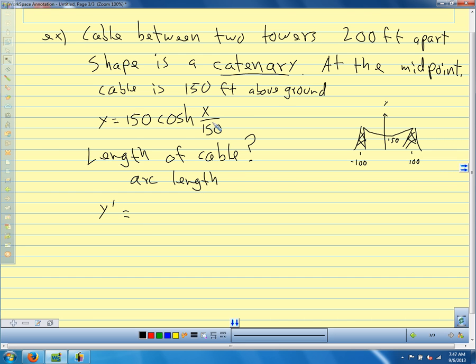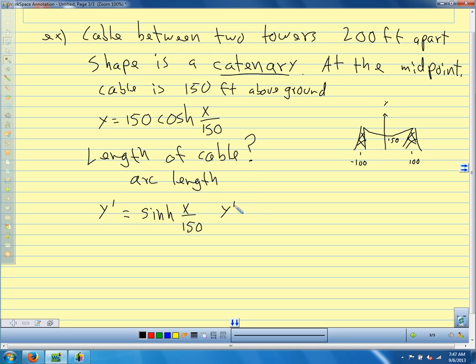Remember the derivative of cosh? Sinh. And then I have the x over 150, so these 150s go away. So I just end up with sinh of x over 150. And this turns out nice. This one works out nicely.